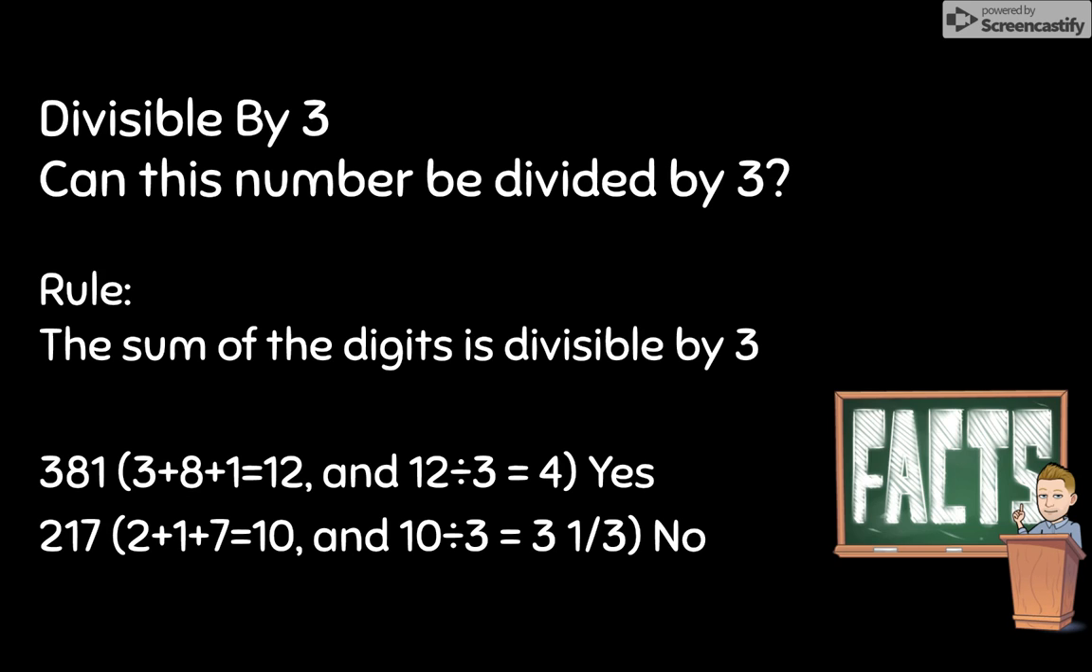381. Is that divisible by 3? I have to add all the digits together first. So 3 plus 8 plus 1 equals 12. 12 divided by 3 is 4. 4 is a whole number. So 381 is divisible by 3. Is 217? 2 plus 1 plus 7 equals 10. 10 divided by 3, that's 3 1/3. That's not a whole number. So no, 217 is not divisible by 3.